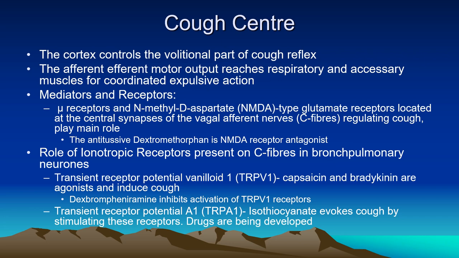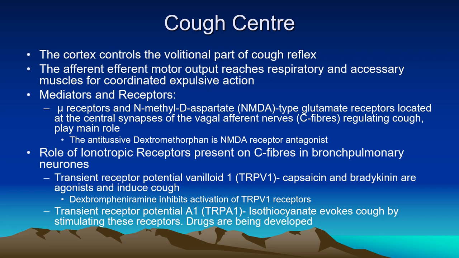There are mediators and receptors involved. Apart from mu receptors, sigma receptors, serotonin receptors, maybe histamine receptors, one important mediator and receptor is N-methyl-D-aspartate type of glutamate receptors, which are located at the central synapses of vagal afferent nerves, that is C fibers. Now these regulate cough and play main role. In fact, a drug dextromethorphan is NMDA receptor antagonist, and it is a time-tested drug for dry cough.